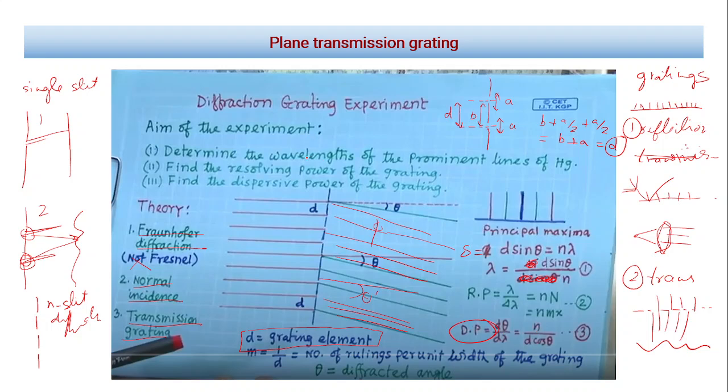So you can see, based on this information, we can carry out an experiment where we use a grating, and if we know a few of these things, then we can find out the wavelength of the light that we are using, and we can find out the resolving power of the grating as well as the dispersive power of the grating that we are using. So I think this brief discussion is sufficient to understand the plane transmission grating. And to understand how to conduct the experiment, please watch the lecture of week 10, where the professor has very well explained and demonstrated how the experiment has to be carried out.